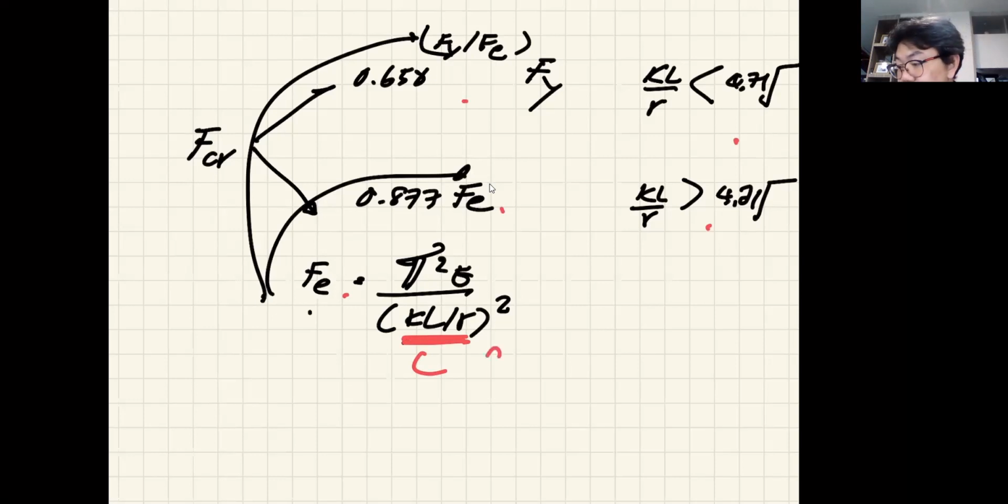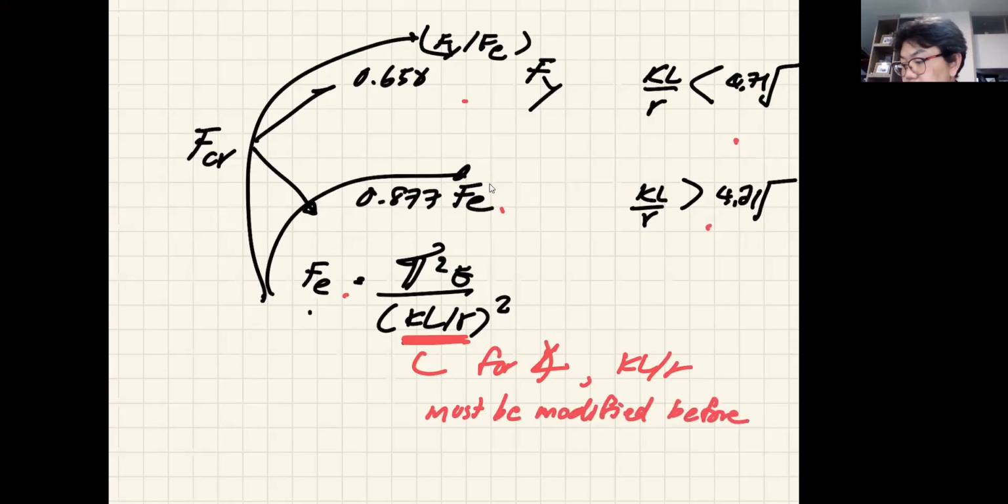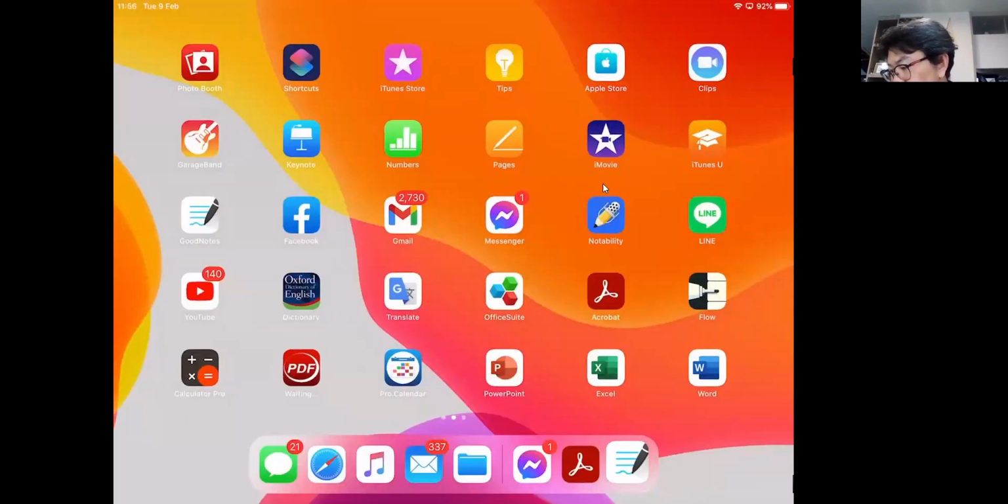But for angle, that's my angle, okay? KL over R must be modified before the usual calculation. Okay, so how do we modify it? Let's go back and take a look at this.